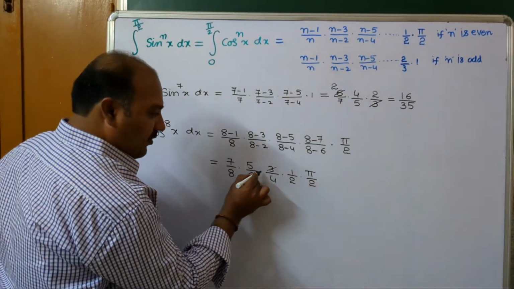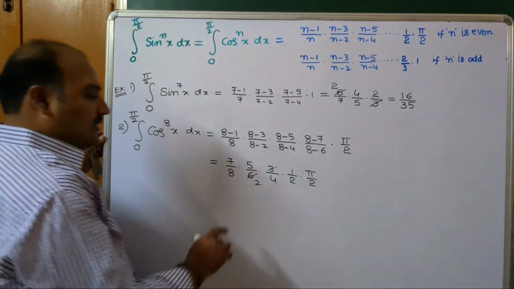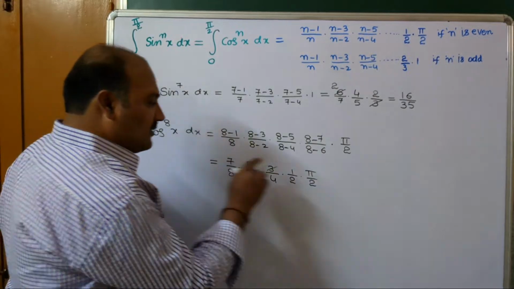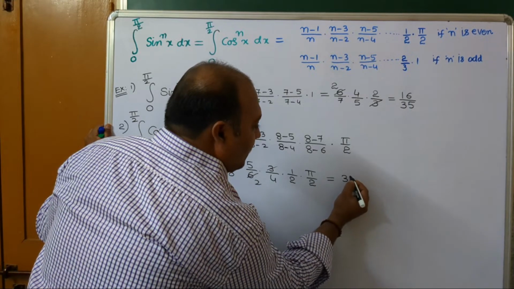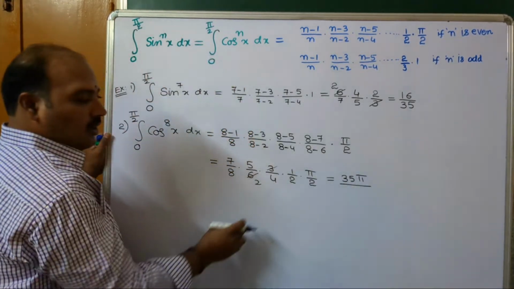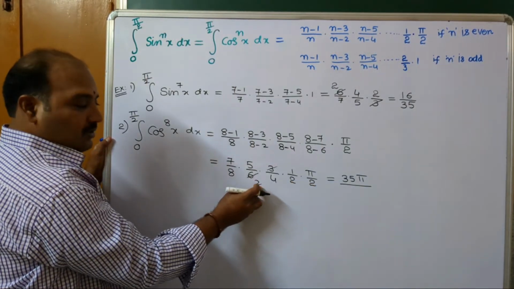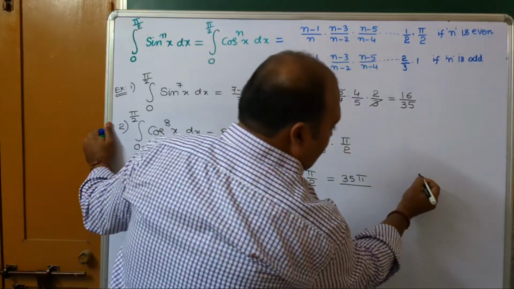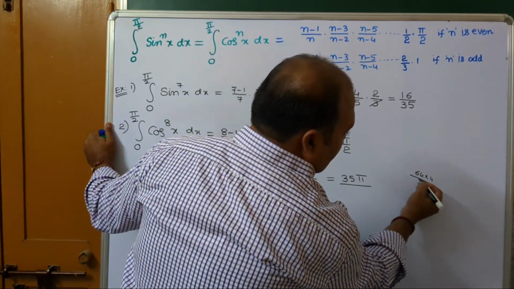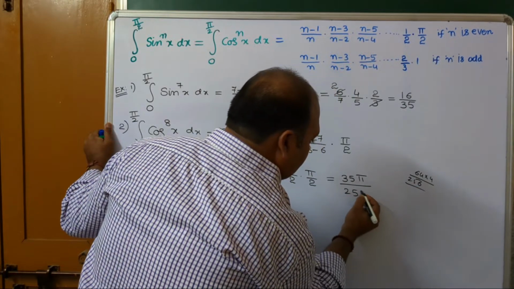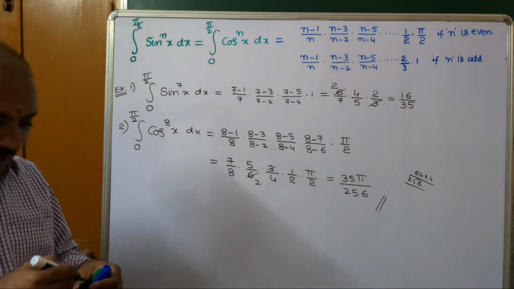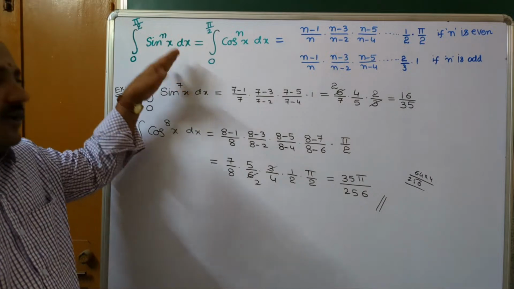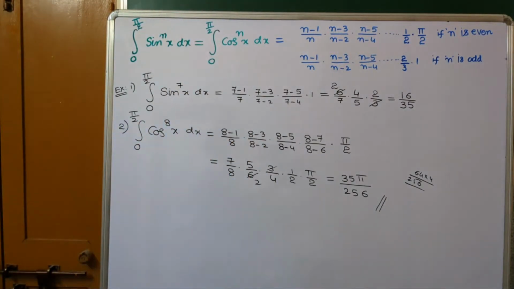So here 3 ones, 3 twos. There is no other way to cancel the terms. 7 into 5, 35 into 5. So 35 pi divided by 2 into 2 into 2, 8. 8 8s are 64. 64 into 4, so 256. This is the way you can do, dear students. Either sine or cos, integral 0 to pi by 2 is there. This is the way you can do it. I hope you understand. Any doubts, you can write in the comment box. I will help you.